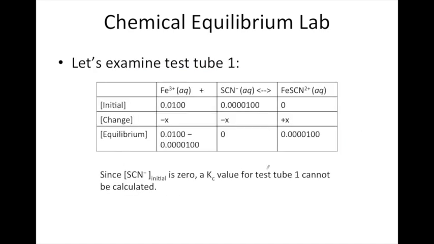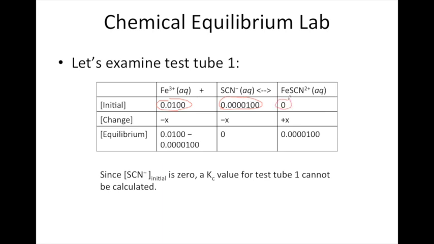Let's look at this using an ICE table. So we have our reaction and our initial concentration of iron 3, that's what we calculated in our test tube, so look back at that calculation. Our initial concentration of thiocyanate we have here. Again, that's the concentration that's in test tube 1. We already showed you how to do that calculation.